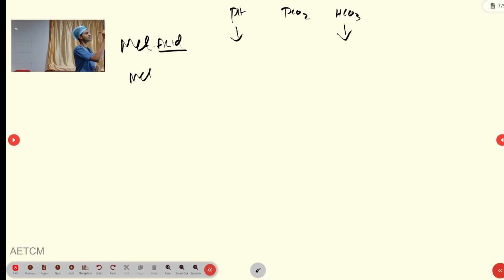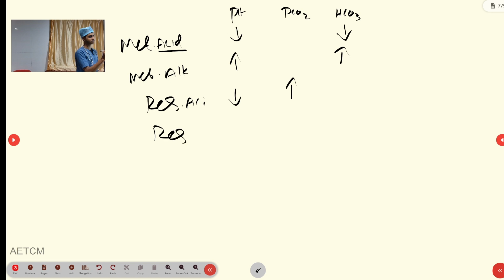What will happen in metabolic alkalosis? There is an increased HCO3 level, and the pH will be more than 7.45. What will happen in respiratory acidosis? The pH will be less than 7.35, and there is an increased PCO2 buildup, right? In respiratory alkalosis, the pH will be more than 7.45 and the PCO2 will be washed out. Okay, this is the way it will happen.